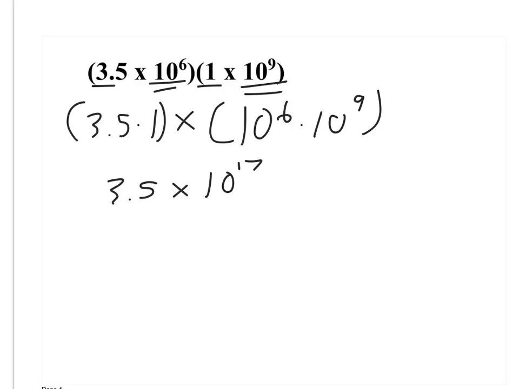Now, there's a couple things. Now it says write it in scientific notation. What if you got 0.35 times 10 to the, or that's not 17. It's 15, right?